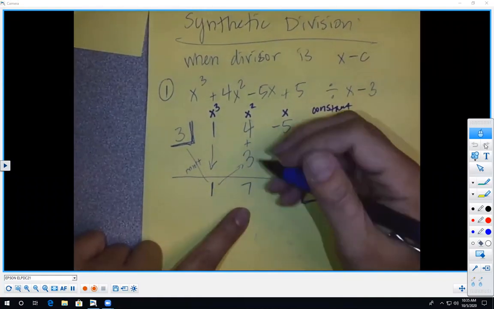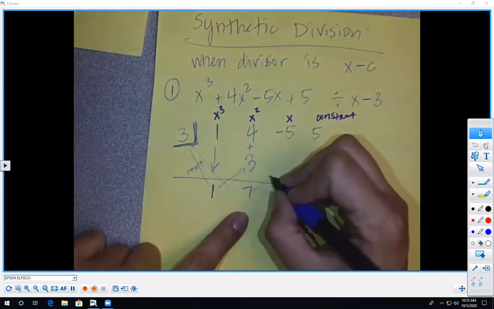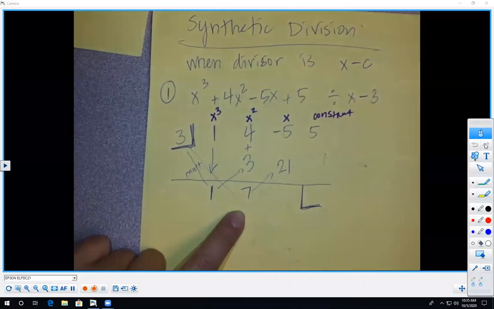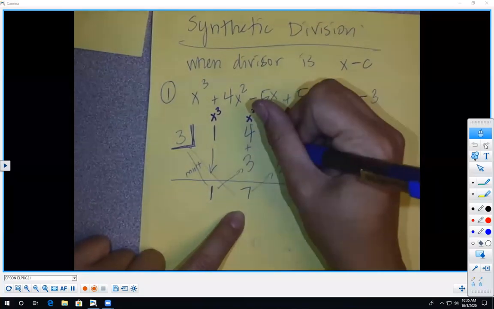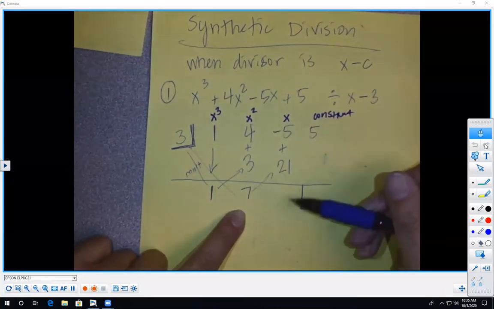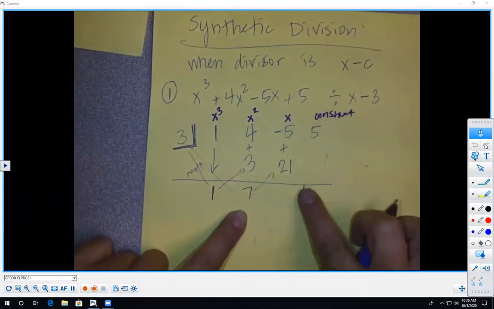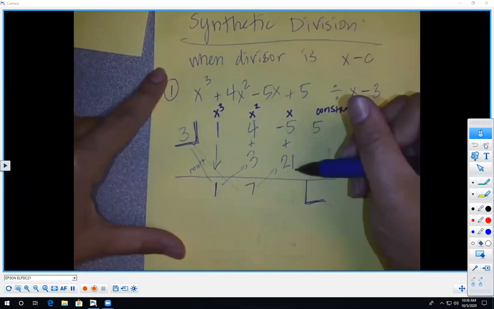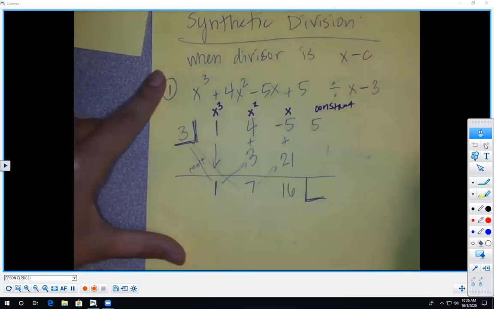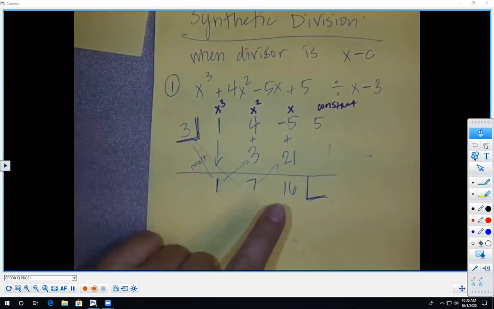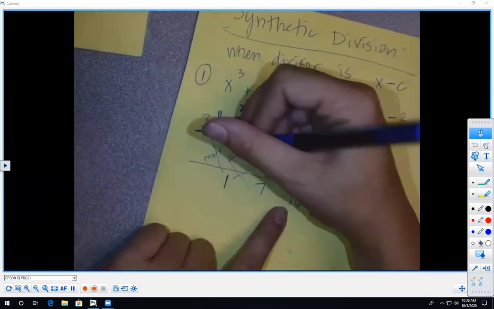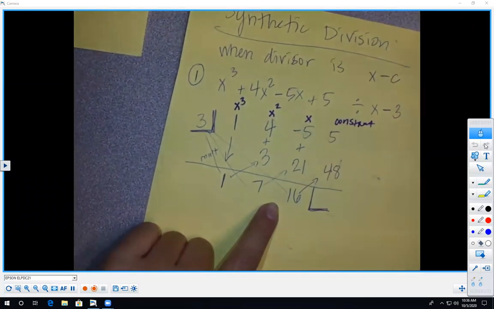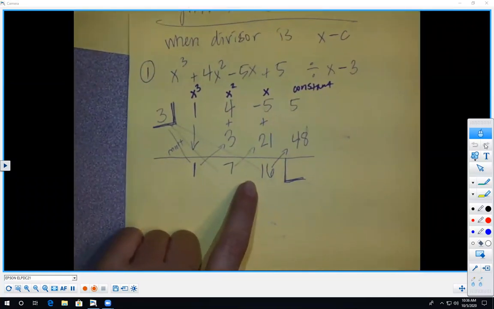To get it up to the next one, I'm going to multiply by 3 again. What's 7 times 3? 21. I add this again. To get the number below the line, you're adding the column. To get it up on top of the line, you multiply by your x. Okay, what's negative 5 plus 21? 16. And now 3 times 16 is 48. And 48 plus 5 is 53.